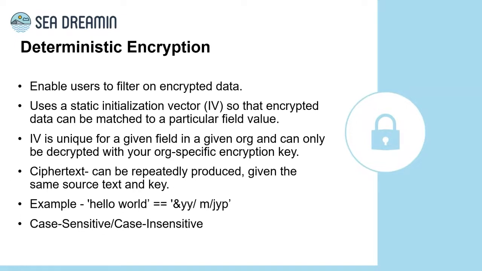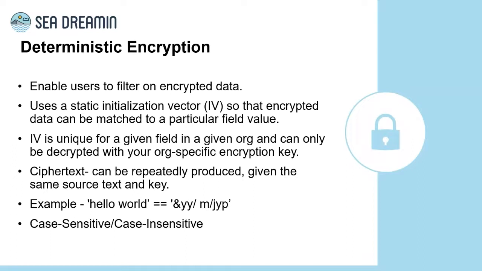The ciphertext can be repeatedly produced given the same source text and key. That means if "hello world" is the data and it is converted to a particular ciphertext, as you can see given there as an example, it produces the same one provided you give the same source text and key. In the case of probabilistic, it used to give random and patternless strings. In the case of deterministic, it is always going to give the same ciphertext.